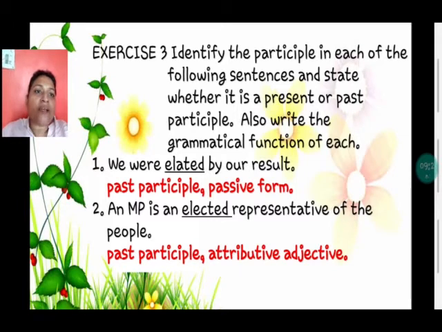Exercise 3. Identify the participle in each of the following sentences and state whether it is a present or past participle. Also write the grammatical function of each. We were elated by our result. Elated is a past participle and it is passive form. Whenever 'by' is there in the sentence, you can identify it as a passive form. An MP is an elected representative of the people. Elected is a past participle and it is an attributive adjective.